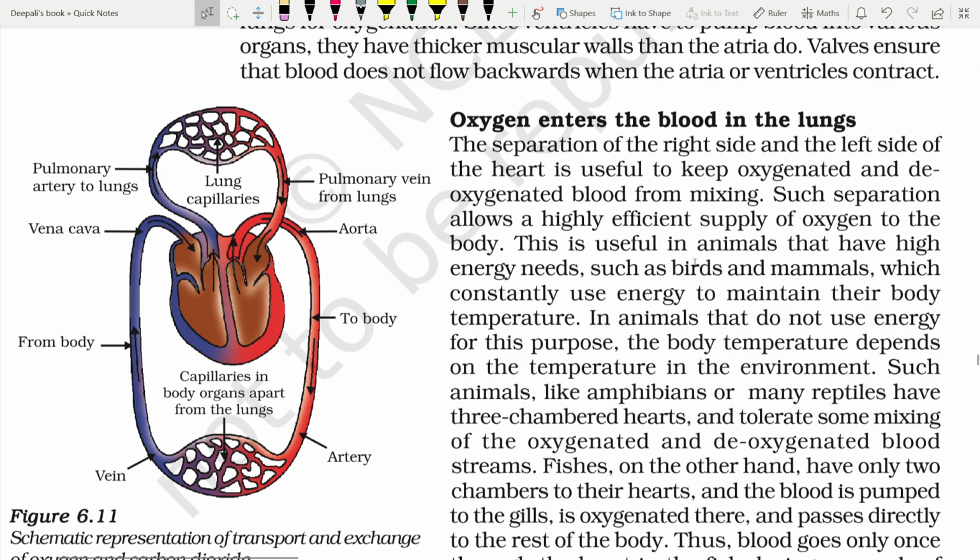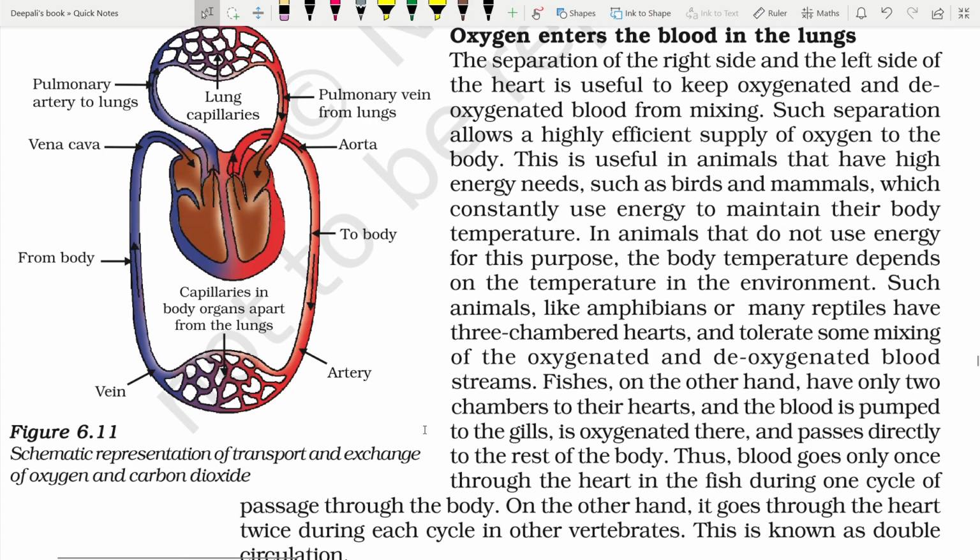It is useful in animals that have high energy needs, such as birds and mammals, which constantly use energy to maintain their body temperature. In animals that do not use energy for this purpose, the body temperature depends on the temperature in the environment. But animals like amphibians or many reptiles have three-chambered hearts and tolerate some mixing of oxygenated and deoxygenated blood.